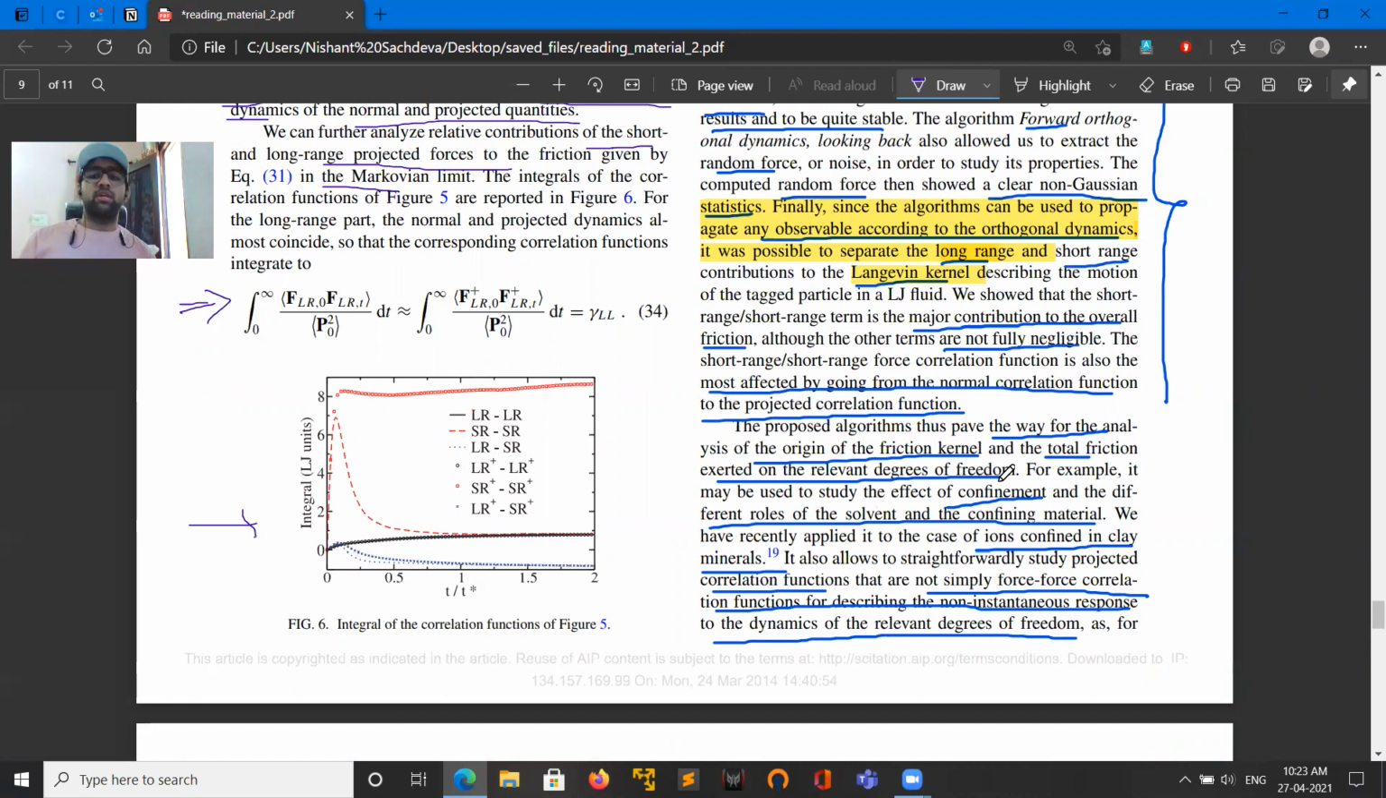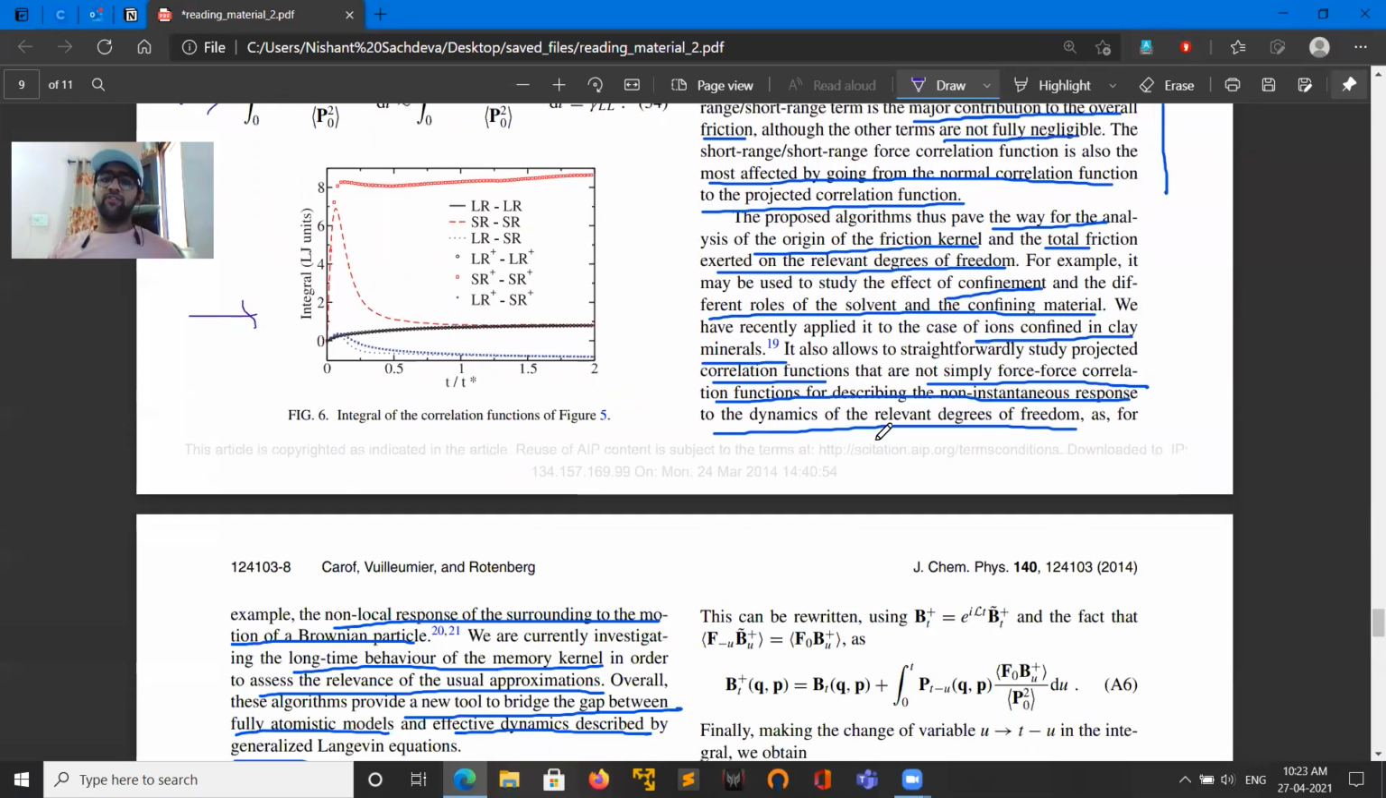What we've also seen is that the short range force correlation function is the most affected by going from normal correlation to the projected correlation functions. These algorithms thus pave the way for analysis of the origin of the friction kernel and the total friction exerted on the relevant degrees of freedom.